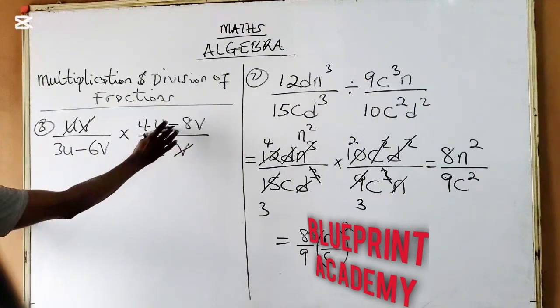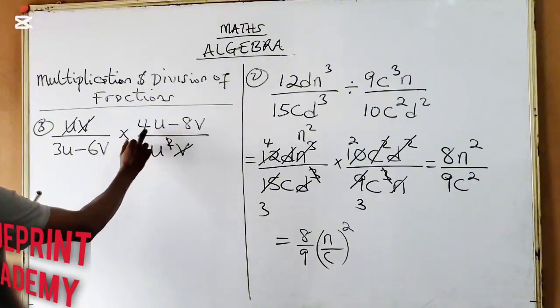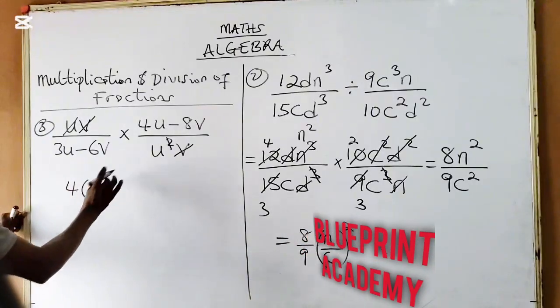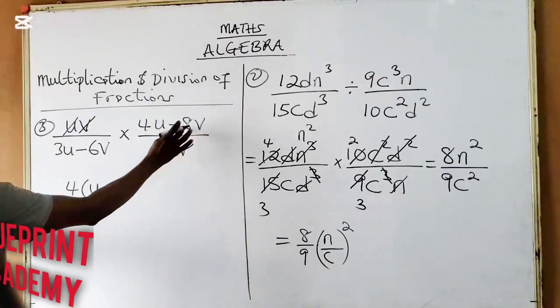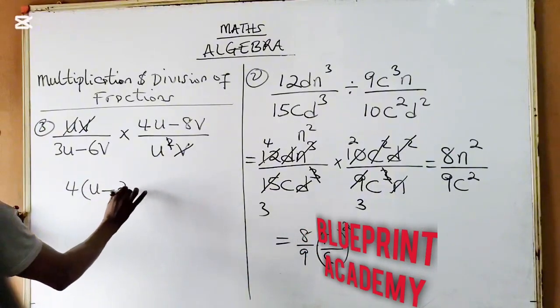So now let's factorize this one. The common factor here, what can divide this and this, is 4. So I bring out 4 as a common factor. 4u divided by 4, we get u. 8v divided by 4 will give us 2v.